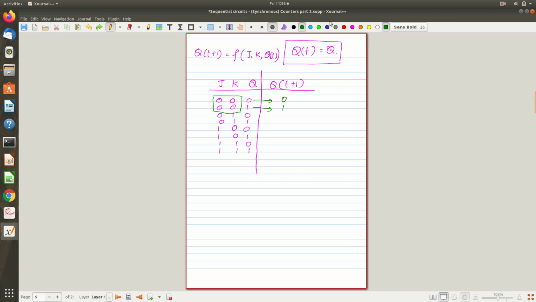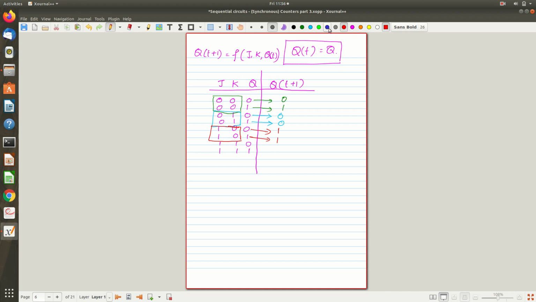Let me use a different color. I just want you to understand this clearly. So J equal to 0 and K equal to 1 corresponds to resetting the circuit. Whatever the last output was, it will reset. Here it is not changed, that is why 0 1 is retained as 0 1, but here it is resetting, right? Similarly, J equal to 1 and K equal to 0 corresponds to setting the circuit. I am getting this from the characteristic table, because I know it. This is how it works. Irrespective of the last value of Q, it will set the circuit.